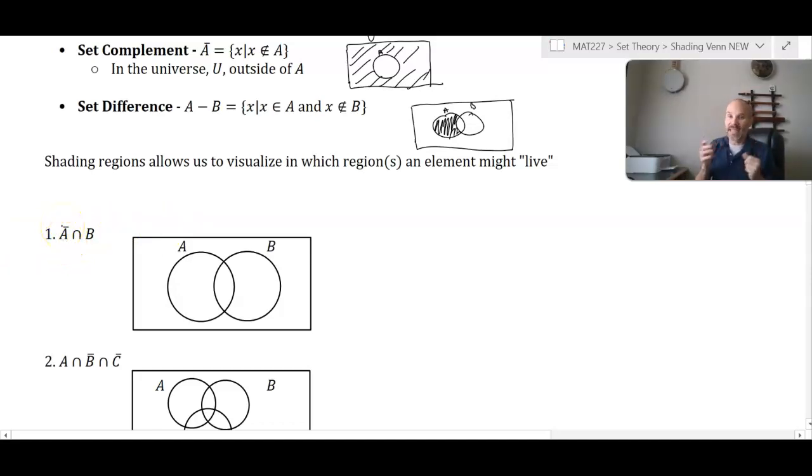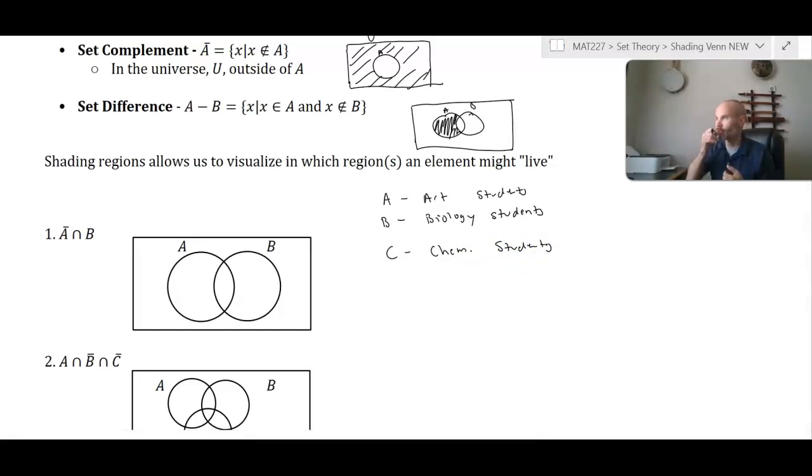For the remaining examples, let's think about this context. Let's say that A is the set of all students taking an art class. B, we'll say, is the set of all students taking biology. Say that C is the set of all students taking chemistry. Okay, so you could be taking more than one, right? Just because you are taking art, that doesn't mean that you are or are not taking biology or chemistry.